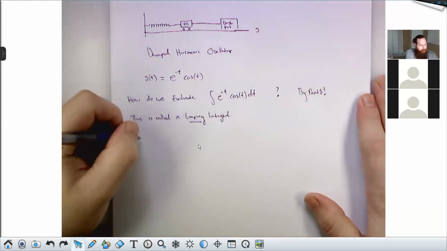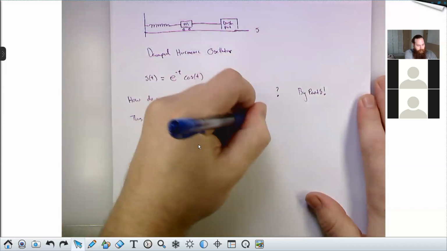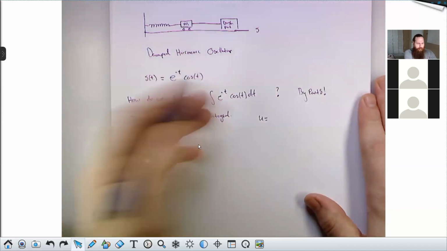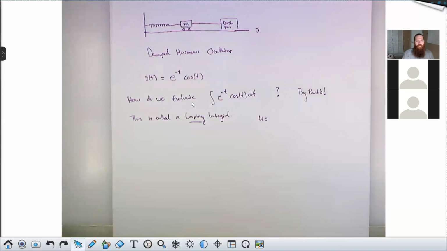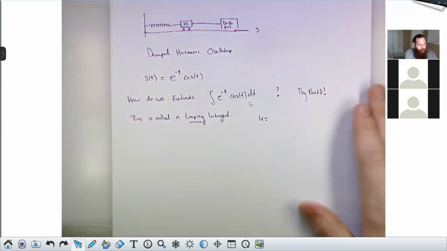All right, let's just try it. I'm going to run IBP, and your LIPET rule really isn't very useful here because you've got exponential and trig. Those are the two bottom things. And it turns out it really doesn't matter which way you go. I could pick this to be u and this to be dv, or I could pick this to be u and this to be dv. We're going to run integration by parts twice. And as long as you're consistent, you either have to choose the exponential to be u and the trig to be dv in both instances, or the other way around. So I don't really care.